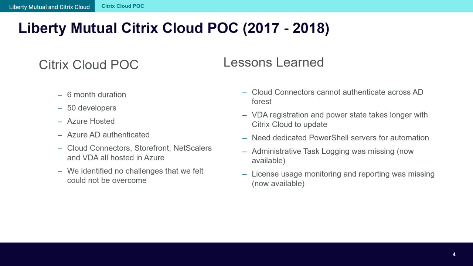We did find some things, lessons learned during that POC, such as some simple things like cloud connectors can't authenticate between Active Directory forests without placing cloud connectors in both forests. DDCs can, as long as there's a two-way trust between the environments. We found out that some things like power state and registration were much longer 2 years ago in Citrix Cloud than they are on the legacy product on-prem. But these were things that Citrix promised they could solve for us. Also things like administrative logging didn't exist back then in Citrix Cloud, and things like license usage monitoring didn't exist in Citrix Cloud back then. But again, partnering with Citrix, they promised those were things that were coming soon.